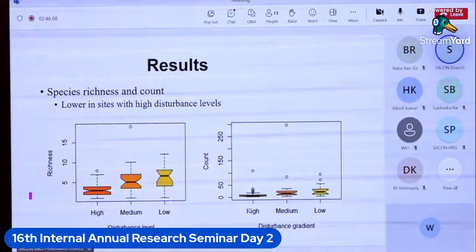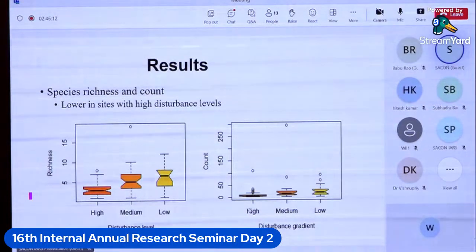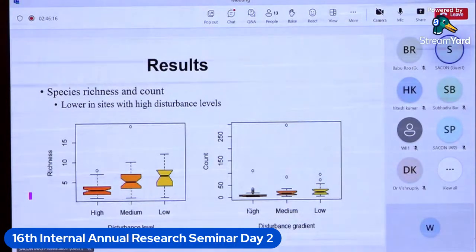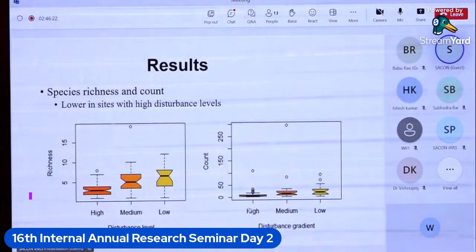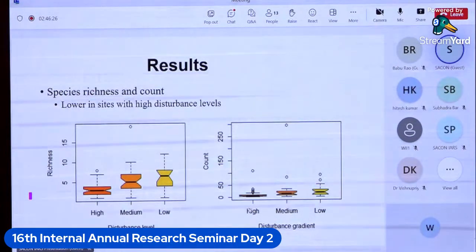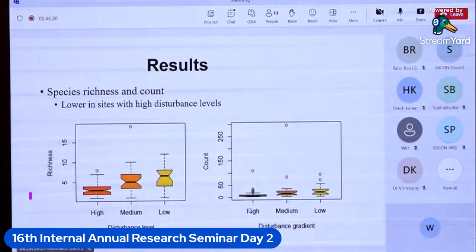As far as the disturbance level is concerned, we found that higher disturbance level has very few species compared to the low disturbance. And the counts follow the same trend. The count is very much lower in high disturbance.